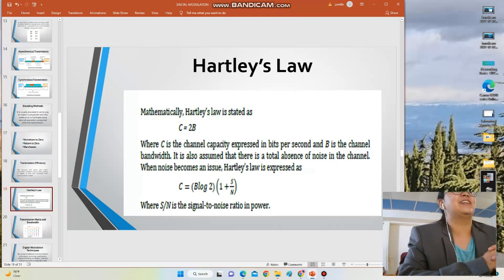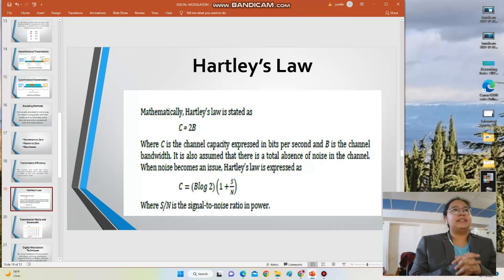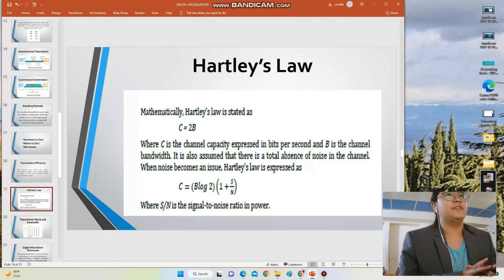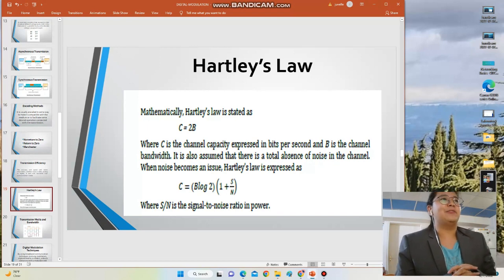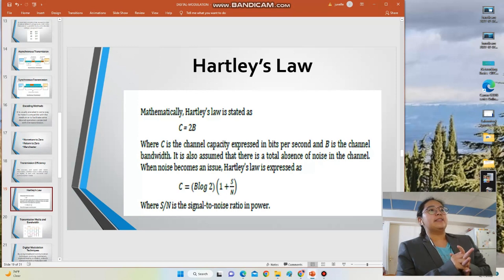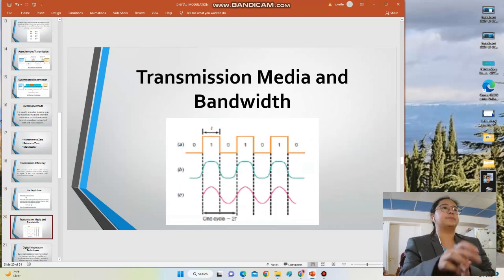Mathematically, Hartley law is stated as C equals 2B, where C is the channel capacity expressed in bits per second and B is the channel bandwidth. It is also assumed that there is a total absence of noise in the channel. When noise becomes an issue, Hartley law is expressed as C equals B log2(1 plus S/N), where S/N is the signal to noise ratio in power.